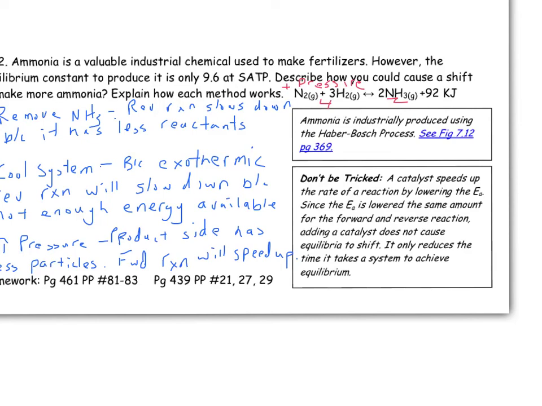A catalyst speeds up the rate of a reaction by lowering the activation energy. Now, since the activation energy is lowered the same amount for the forward and the reverse reaction, adding a catalyst does not cause a Le Chatelier equilibrium shift. It only reduces the time it takes for a system to achieve equilibrium once it's been disturbed.